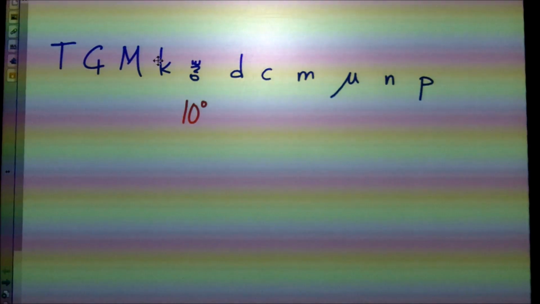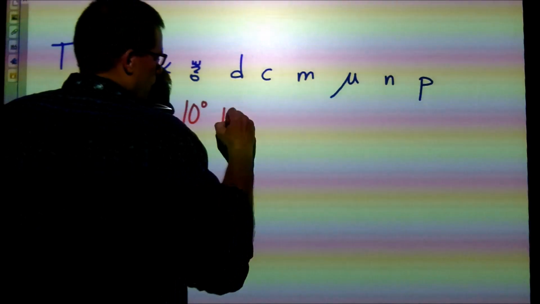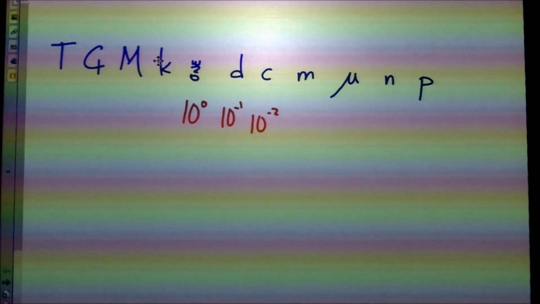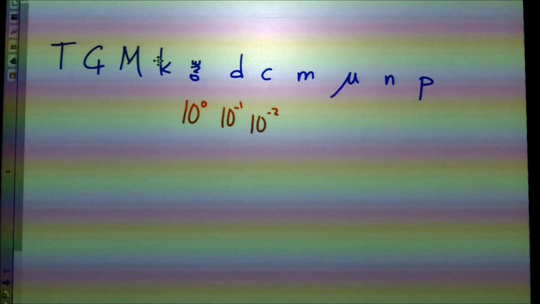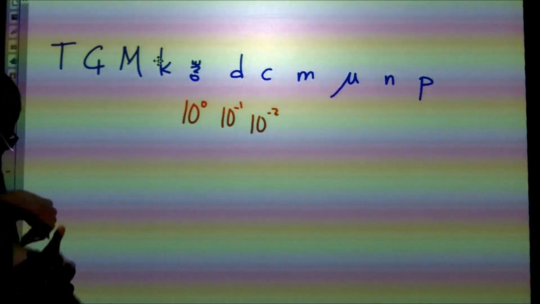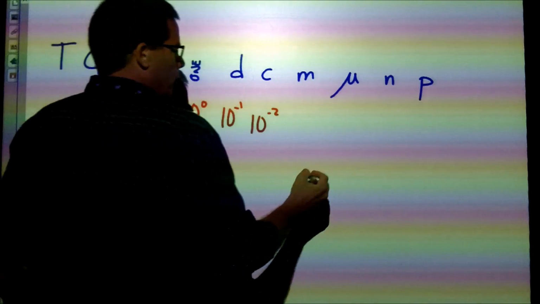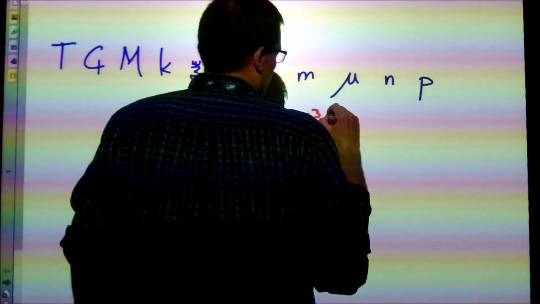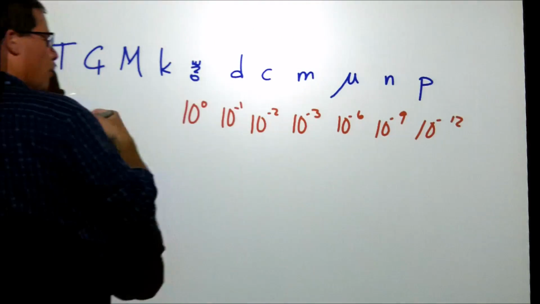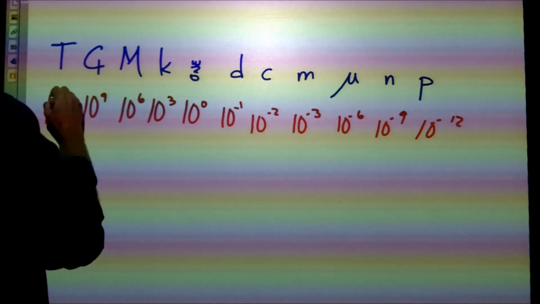Now, when we write these values, what did we say 10 to the 0 is equal to? 1. So anything to the 0 power is equal to 1. Then we go 10 to the negative 1, 10 to the negative 2. So you're going 0, 1, 2. And then from here, we just go 3, 6, 9, 12. Wherever 1 is, 0 is 1, and then we have negative 1, negative 2, and then negative 3, negative 6, negative 9, negative 12. And the other way is 3, 6, 9, 12.